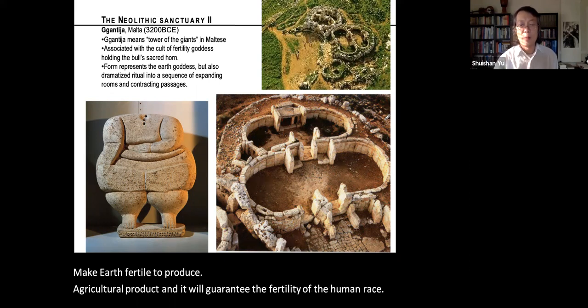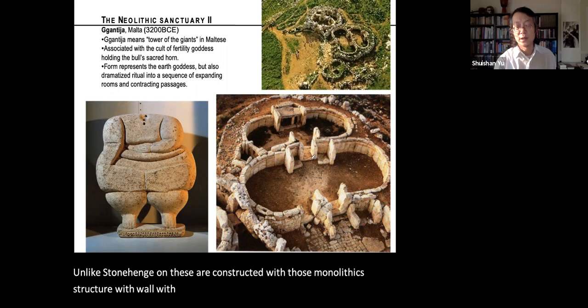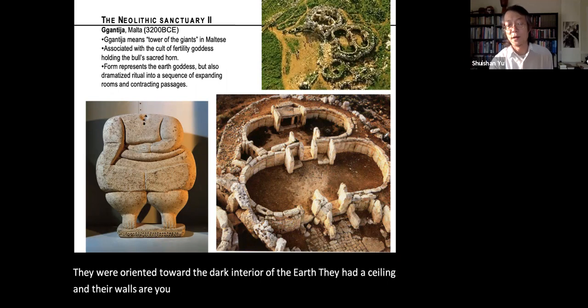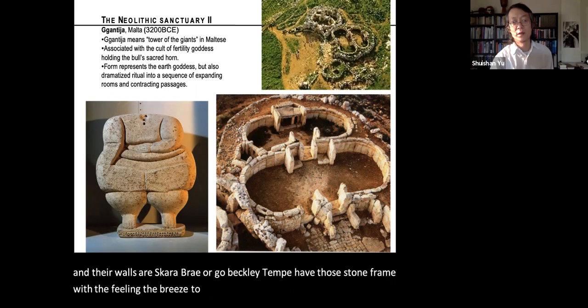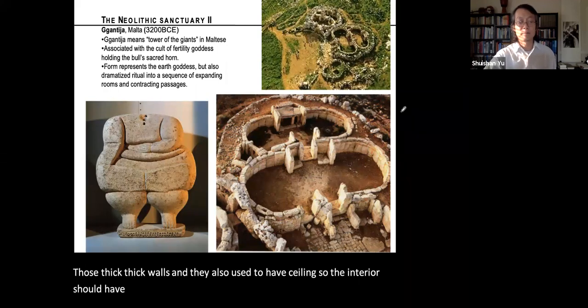Unlike Stonehenge, these are constructed as monolithic structures with solid walls. They were not oriented toward the sky. They were oriented toward the dark interior of the earth. They had a ceiling, and their walls are, like Skara Brae or Göbekli Tepe, stone frames with filling debris to create those thick walls. And they also used to have a ceiling. So the interior should have been quite dark.